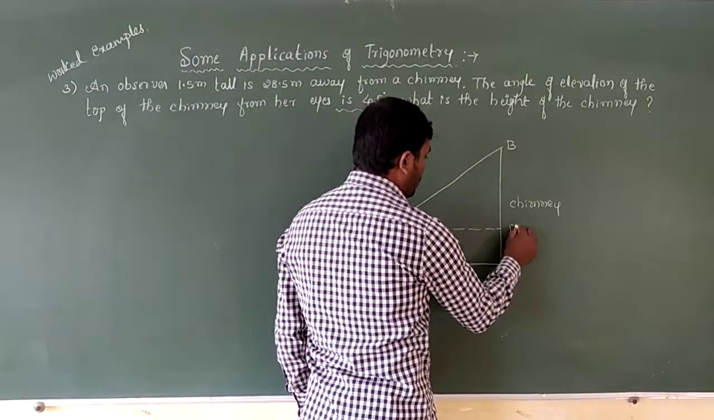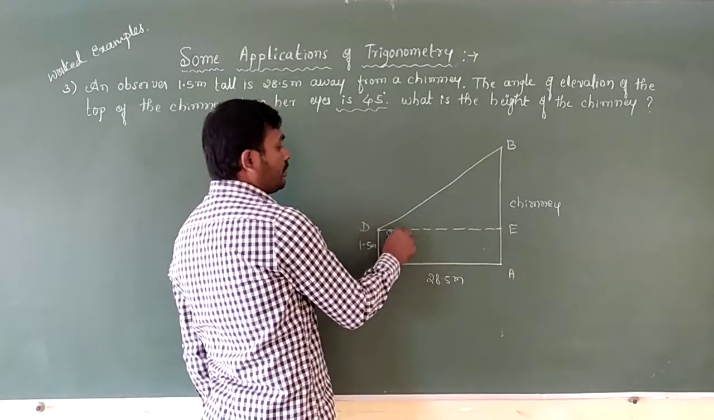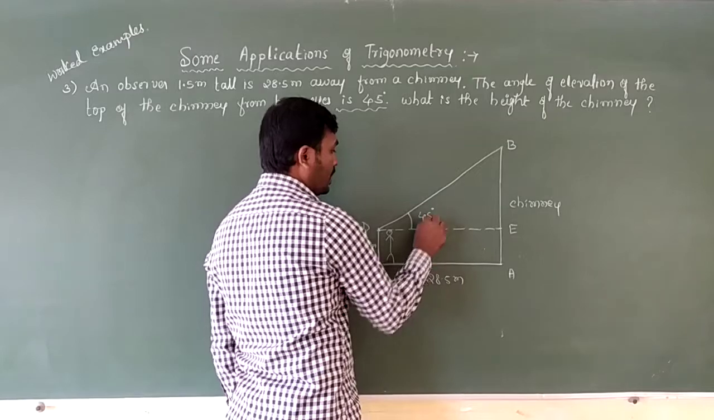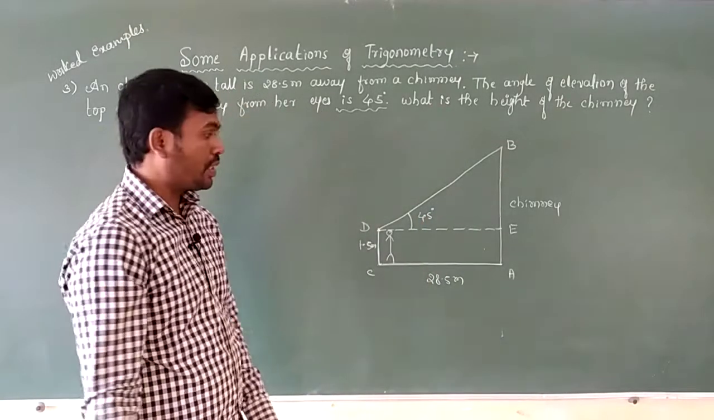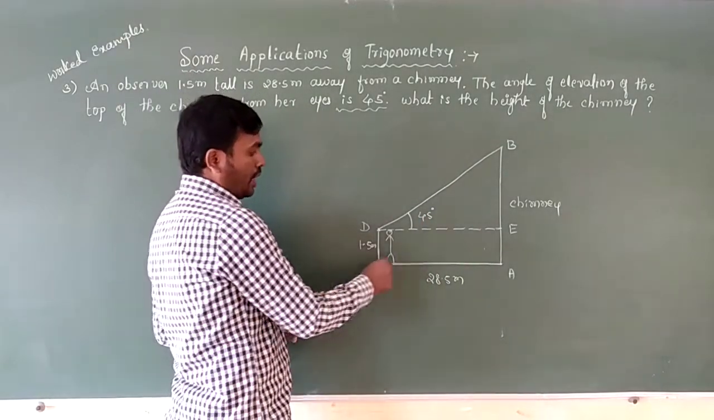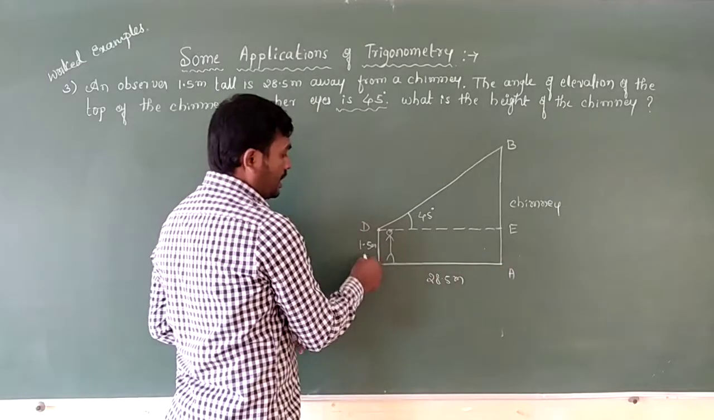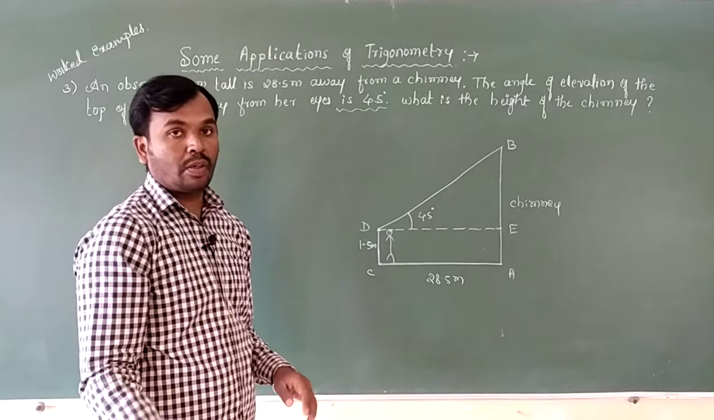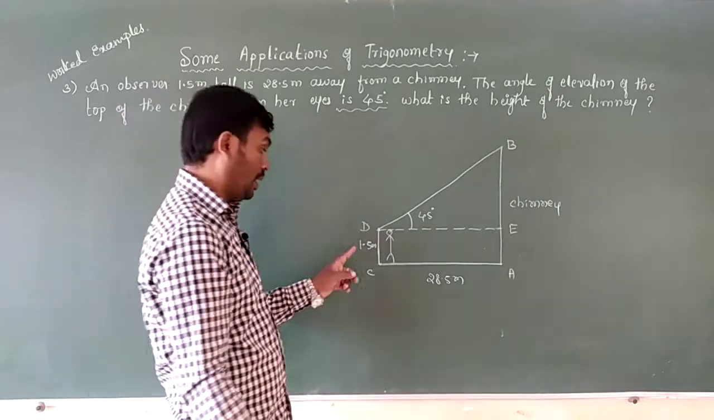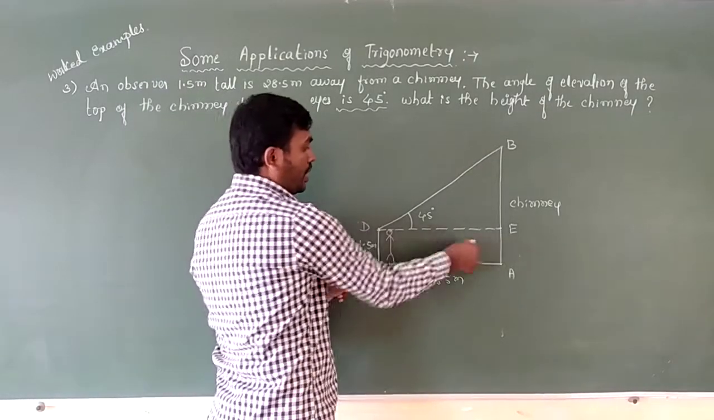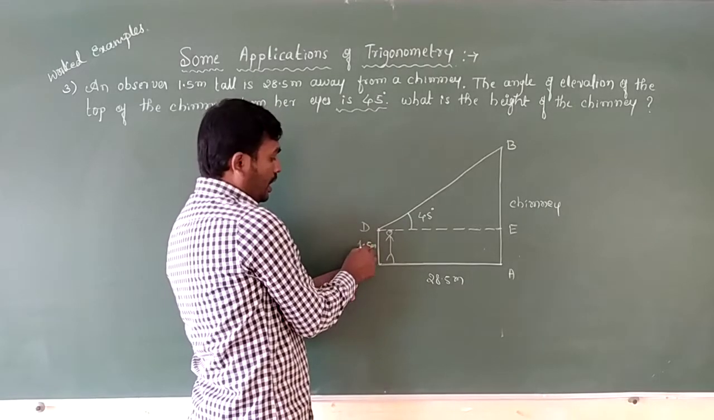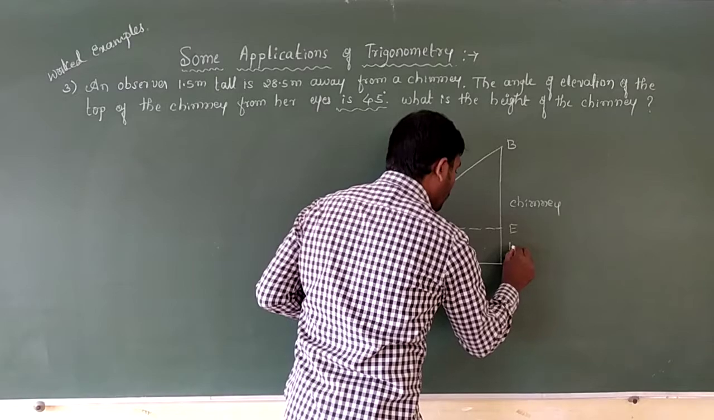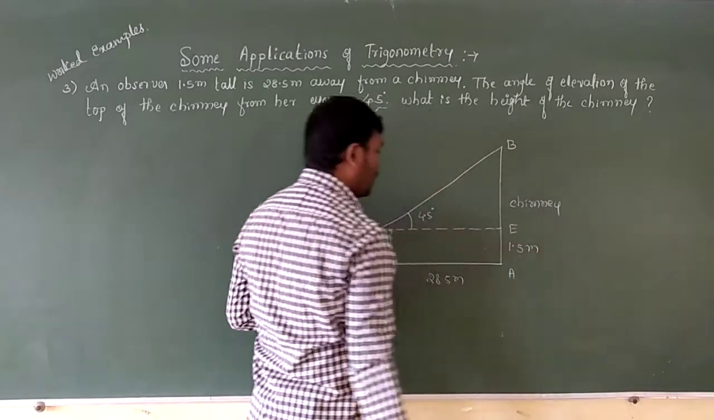Let us consider this point is E. The angle of elevation is given here. This angle of elevation is 45 degree. Observe here children, here we got a rectangle. ACDE is a rectangle. In a rectangle we know that opposite sides are equal and parallel. So AE opposite side is DC. Here DC length is 1.5 meter, so AE length is also 1.5 meter.